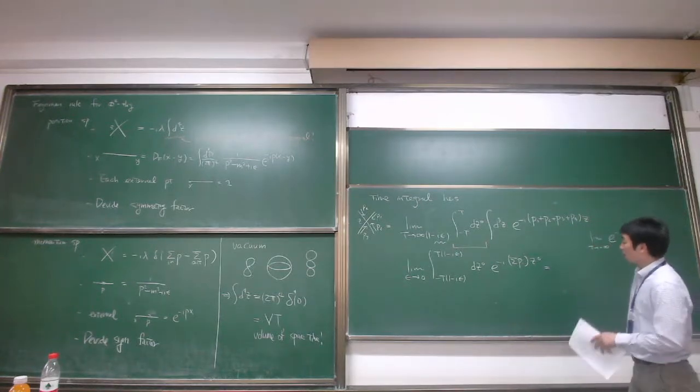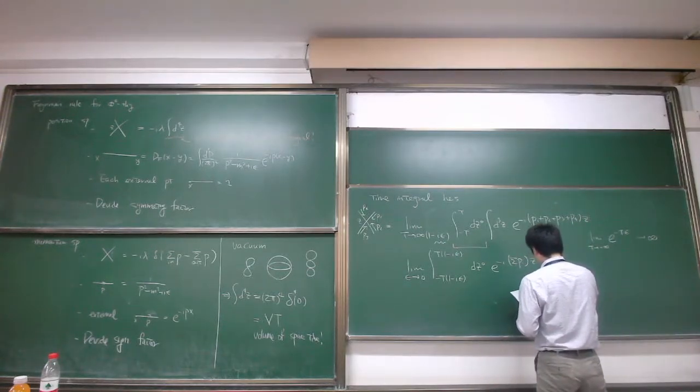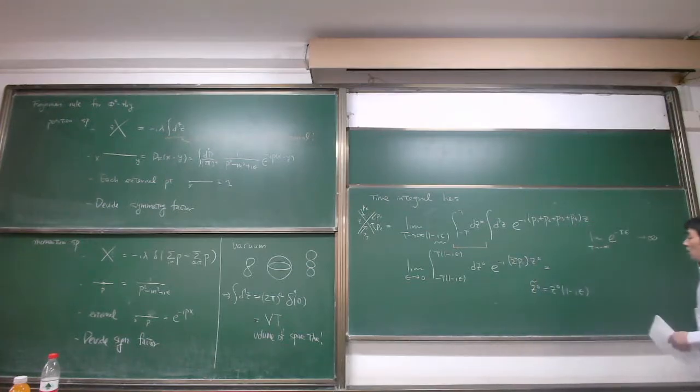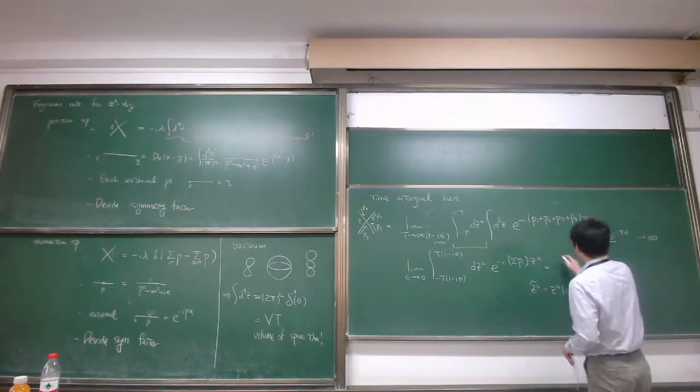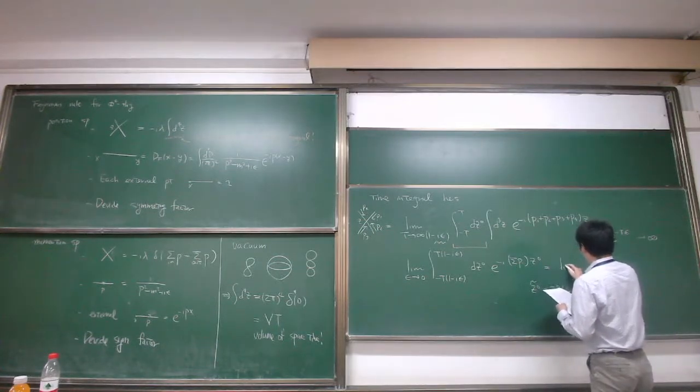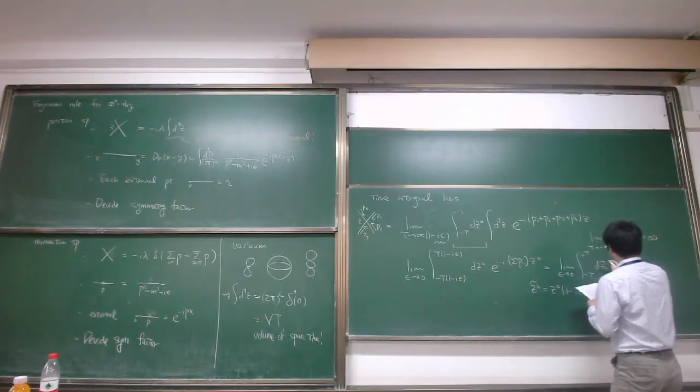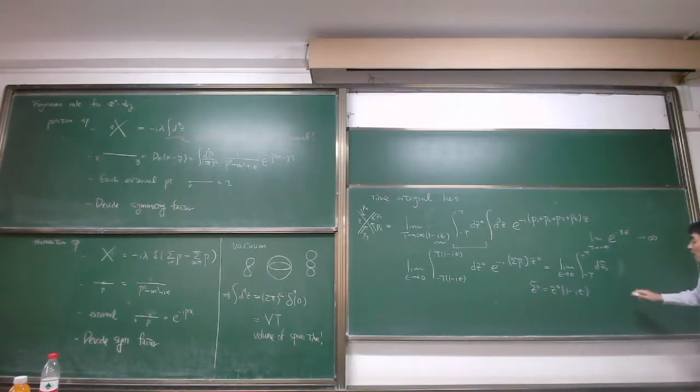Then I will make the following change of variable: z0 tilde is equal to z0 times (1 minus i epsilon). Then the integral will be the limit epsilon goes to 0 plus, from minus t to plus t, of dz0 tilde, and there's a Jacobian of this, which is 1 minus i epsilon.